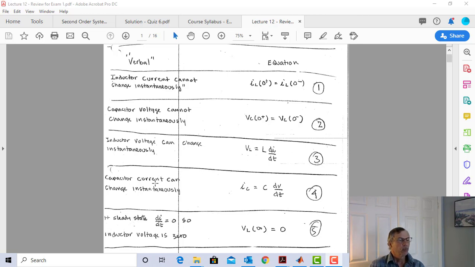Similarly, we can change the capacitor current quickly. And again, now I throw out the basic equation for a capacitor. It takes a while to get used to these because the inductor and the capacitor are duals of each other.